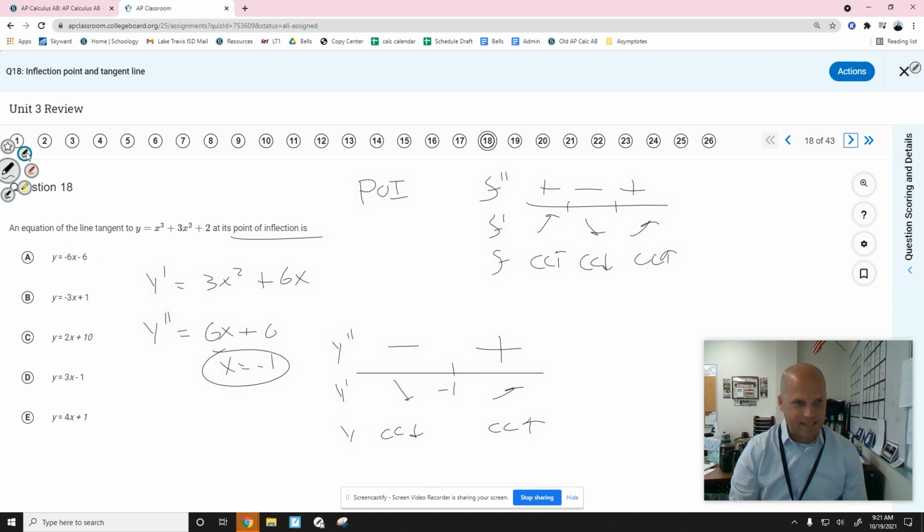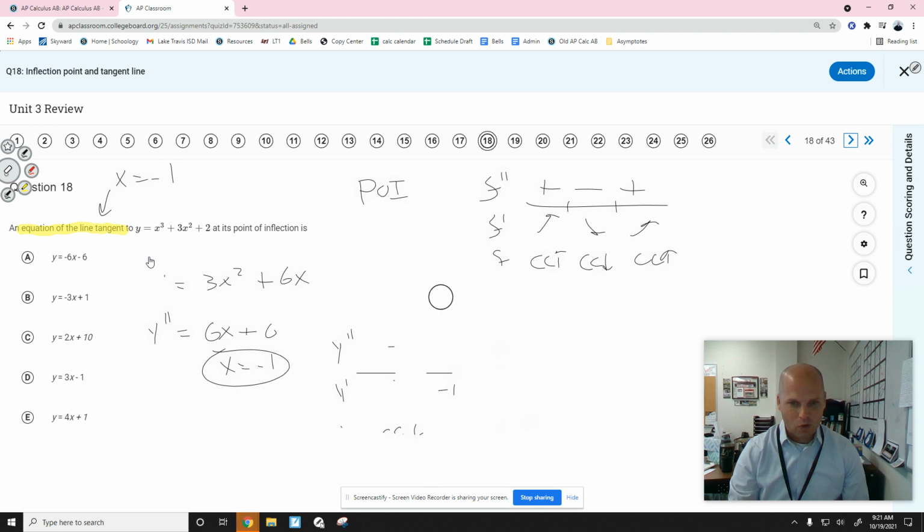Great, but that's not the answer, because the question is, what is the equation of the line tangent? This is great. So the point of inflection is here. Now I need the equation of the line tangent at this location. So great job, you've done a lot of work, but now let's keep going.